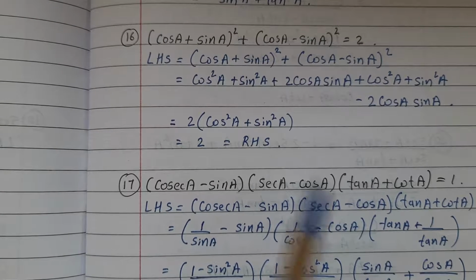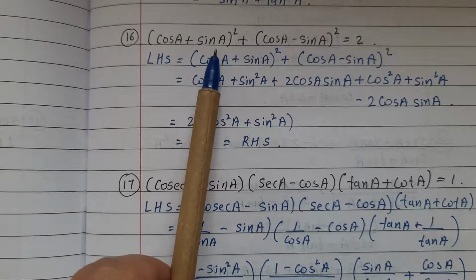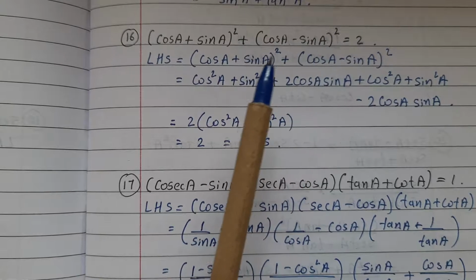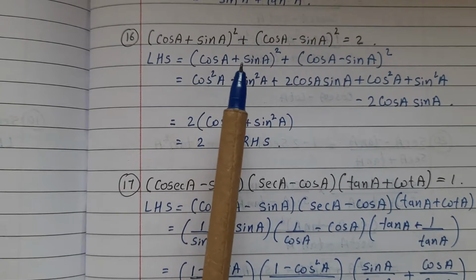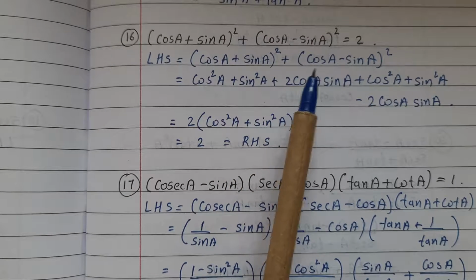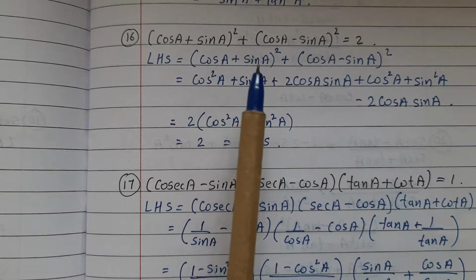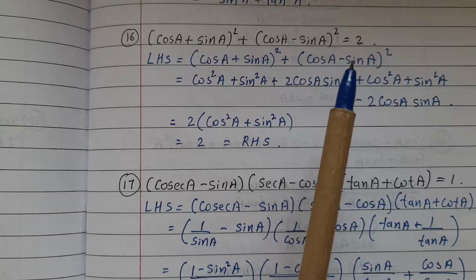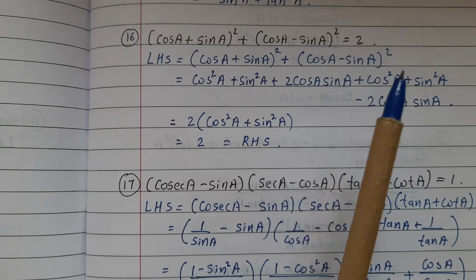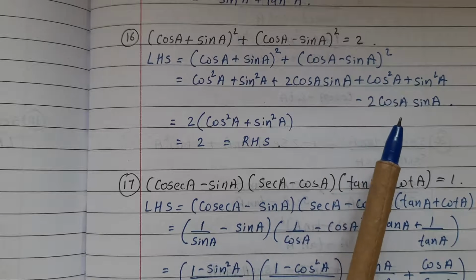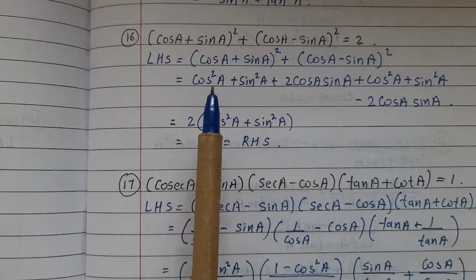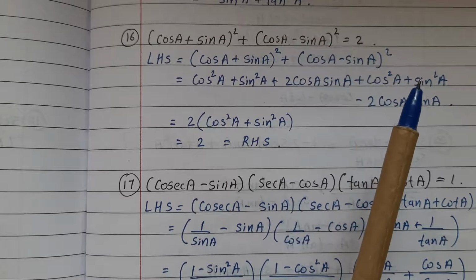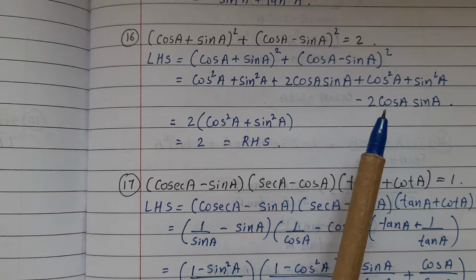Sum number 16: (cos A plus sin A) the whole square plus (cos A minus sin A) the whole square. Left hand side is (cos A plus sin A) the whole square plus (cos A minus sin A) the whole square. (A plus B) the whole square is A square plus B square plus 2AB. (A minus B) the whole square is A square plus B square minus 2AB. Same way we will write cos square A plus sin square A plus 2 cos A sin A, cos square A plus sin square A minus 2 cos A sin A.